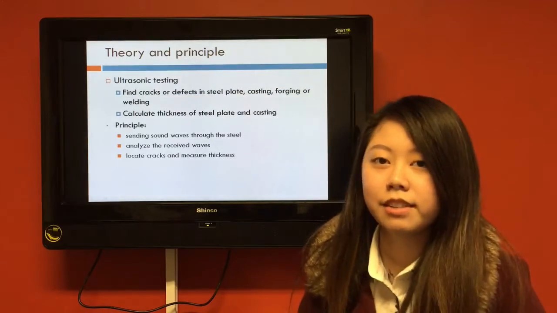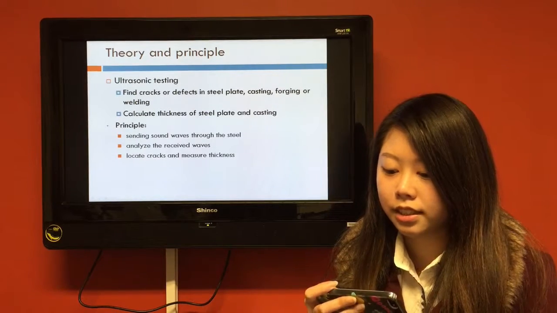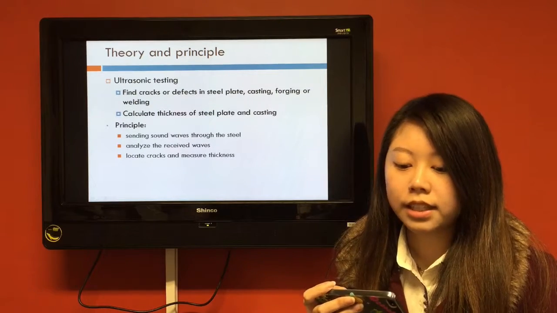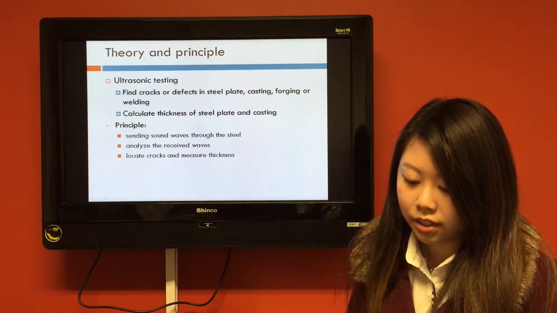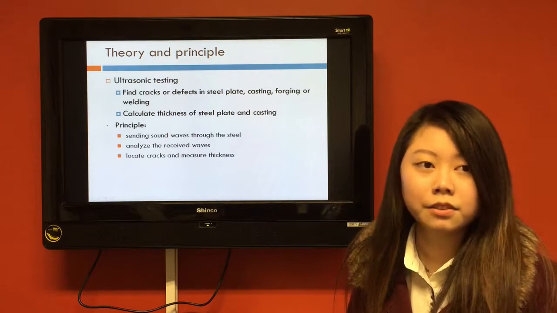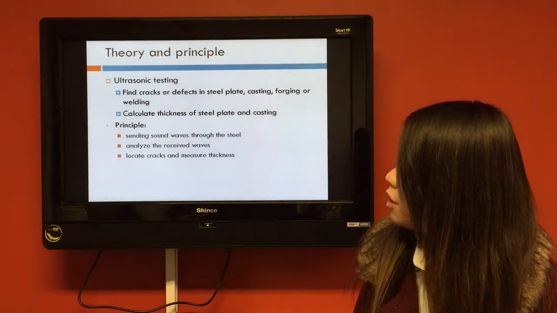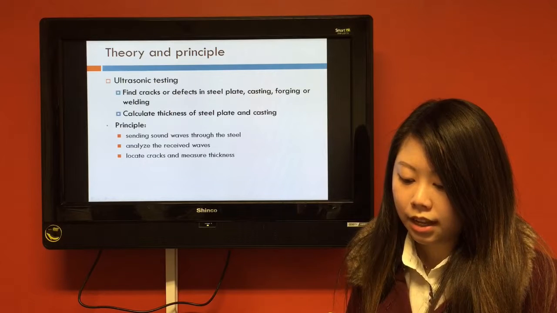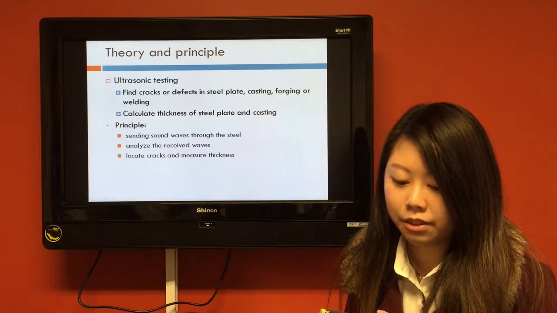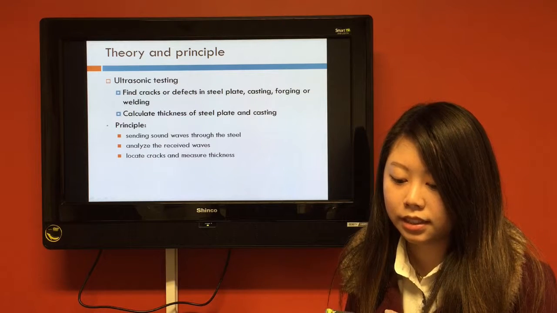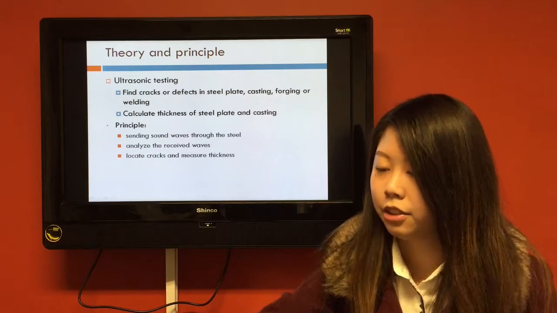First, about the theory and principle, ultrasonic testing is widely used in finding cracks and defects. Also, it's used to calculate the thickness of steel plate and casting. To achieve the above goal, the ultrasonic test makes use of the principle of sending a sound wave through the steel and analyzing the received wave to locate the cracks and measure thickness.